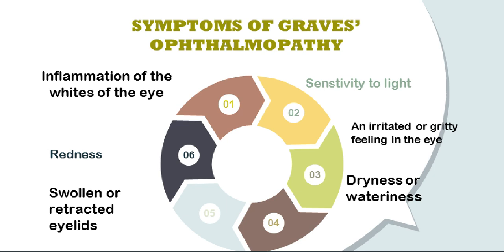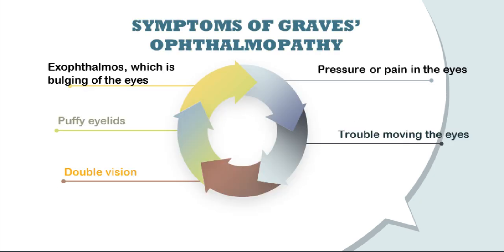Graves' ophthalmopathy symptoms can include inflammation of the whites of the eye, redness, swollen or retracted eyelids, sensitivity to light, an irritated or gritty feeling in the eye, dryness or watery eyes. Symptoms can also include exophthalmos, bulging eyes, which is considered to be one of the main symptoms in the case of Graves' disease, puffy eyelids, double vision, pressure or pain in the eyes, and trouble moving the eyes.